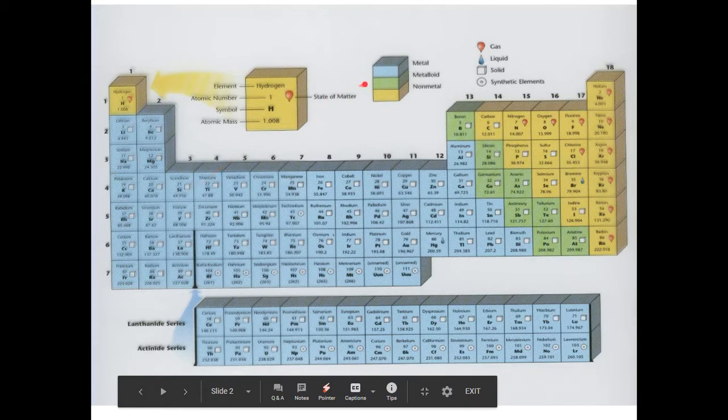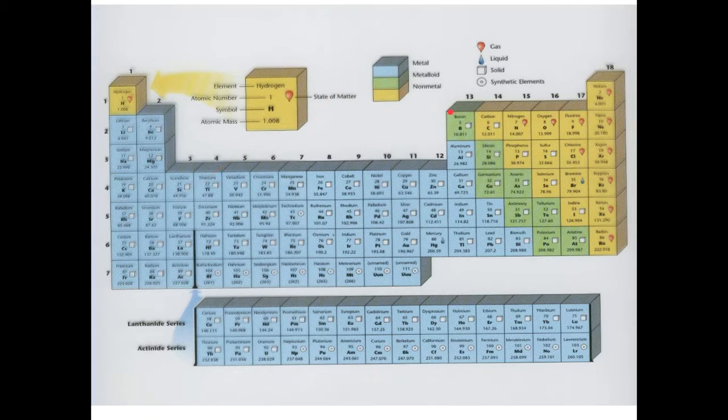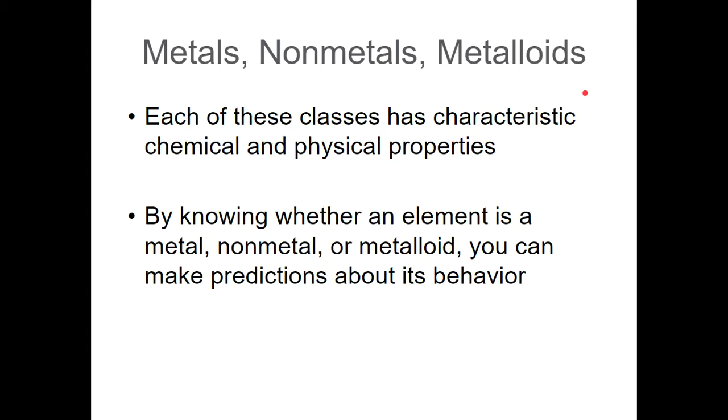The middle one, the green one, we call the staircase. We'll talk about it later because it's in the form of a staircase. These are the metalloids. And the nonmetals are these guys right here: this one here, which is hydrogen, and then all these guys over here are all nonmetals.